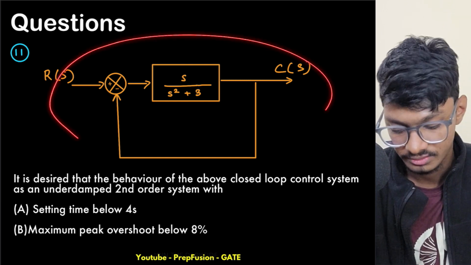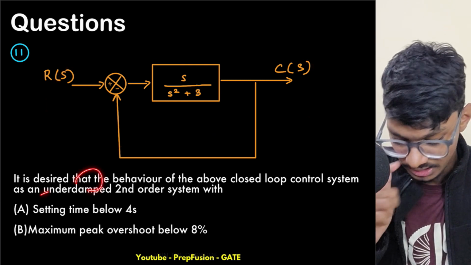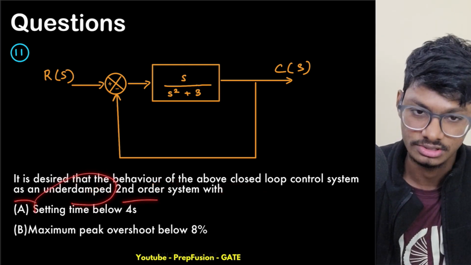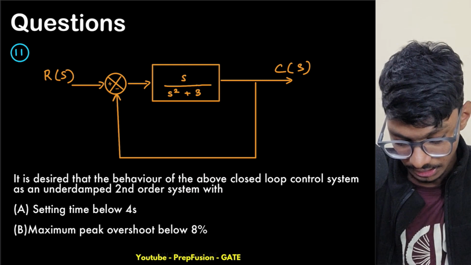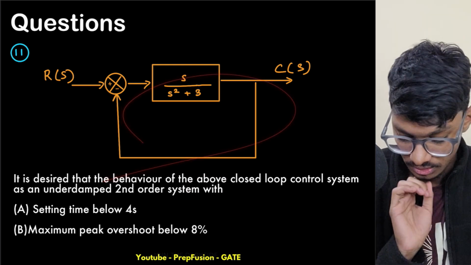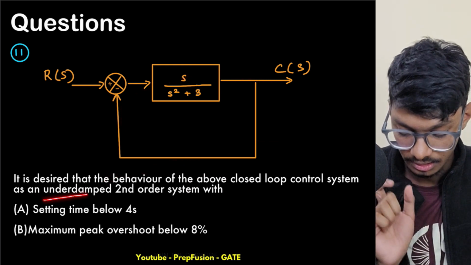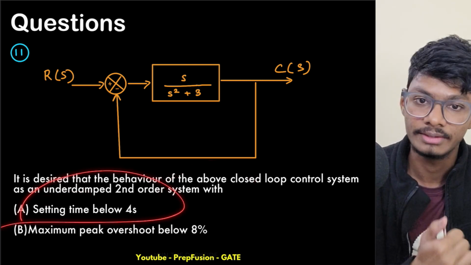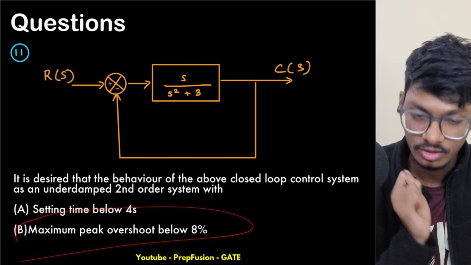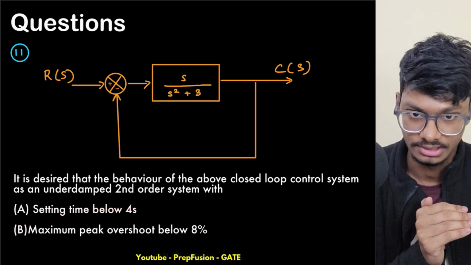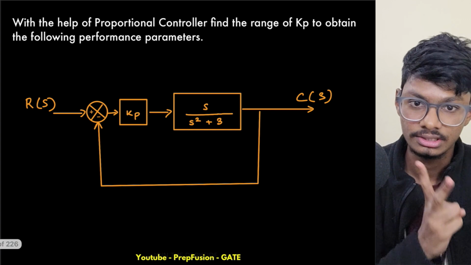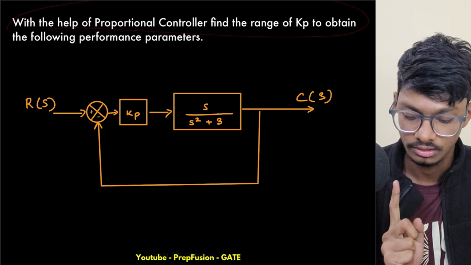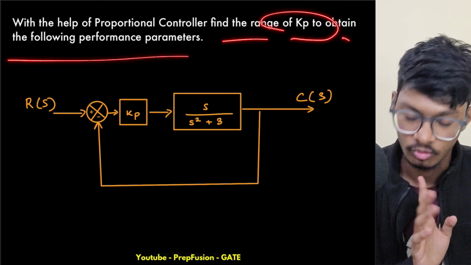First, you have been given the system, and it is desired that the behavior of the above closed loop control system should be an underdamped second order system with particular performance parameters: settling time below 4 seconds and maximum peak overshoot below 8%. These two conditions need to be satisfied. With the help of a proportional controller, find the range of Kp to obtain the following performance parameters.